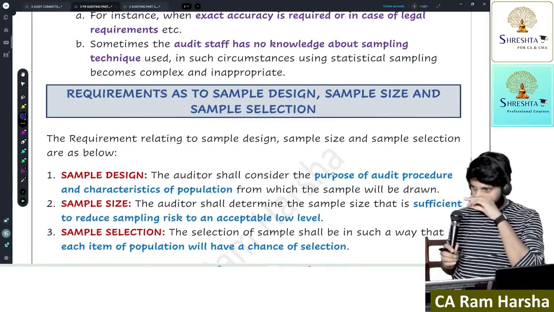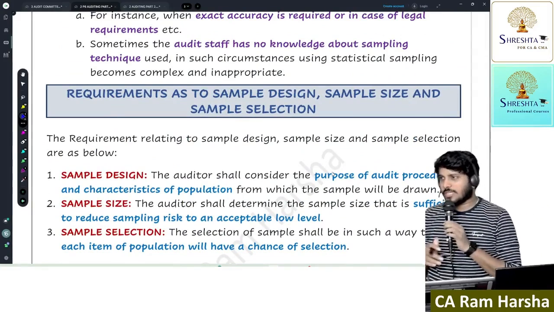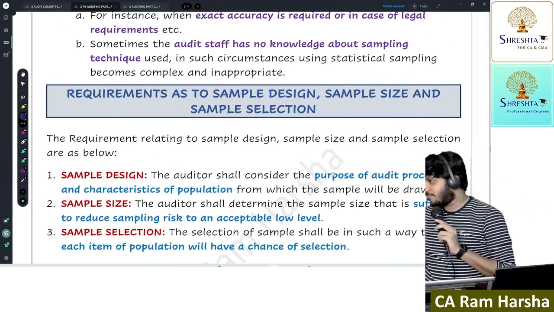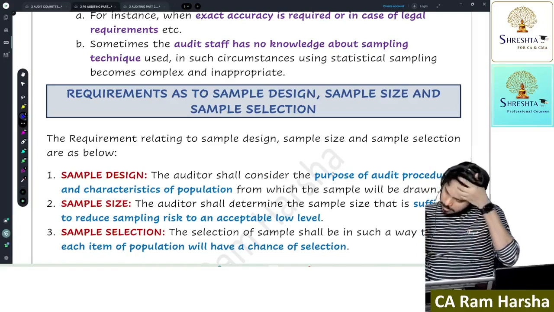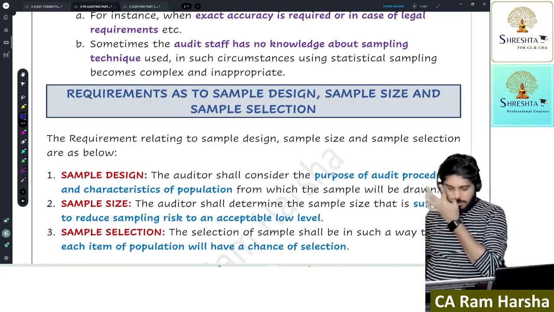Now, what are the requirements? Fan on, fan. Yeah.